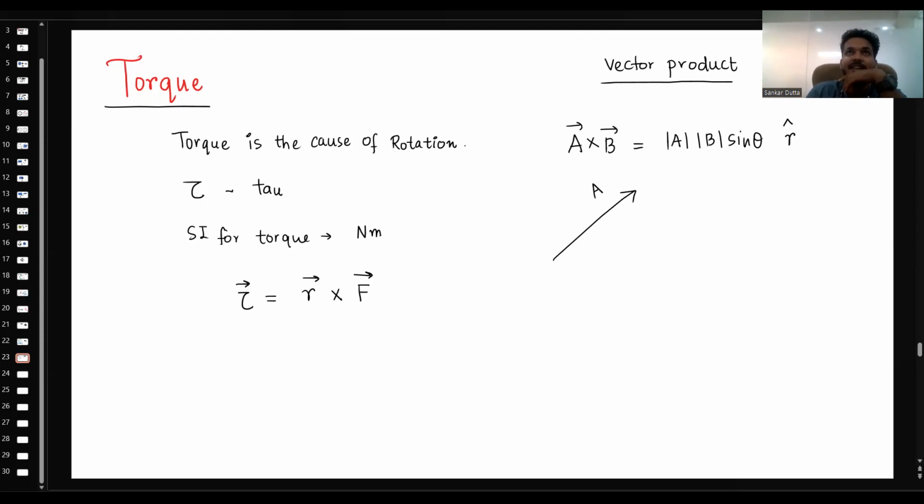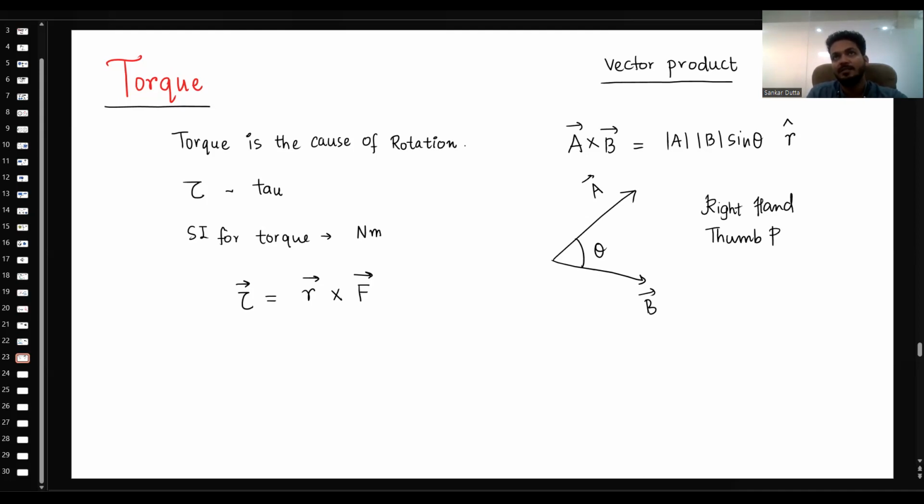Like for example, let's say this is A and let's say this is B, and the angle between them is theta. Then how do you find out the cross product? Well, A cross B is A into B into sine of theta, where theta is the angle between them. Now, how do you find out R cap though? Do you remember how to find out R cap? There is something called the right hand thumb rule.